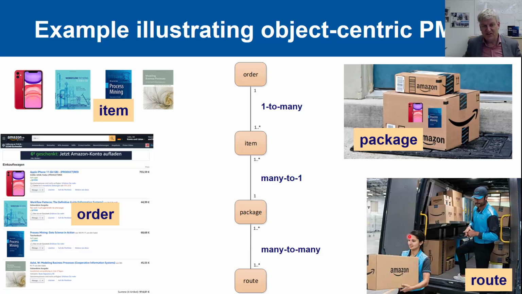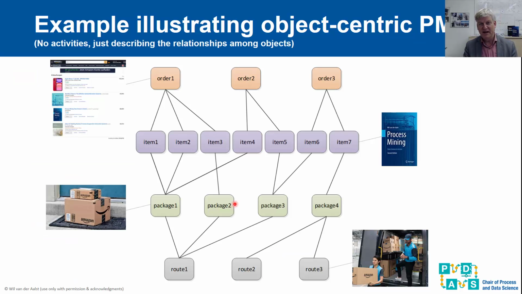So this is sketching, let's say, reality, and if you would look at tables in SAP, these are the typical structures that you see. For example, if I look at the relationship between an order and a package, that is a many-to-many relationship, because one order may be split over multiple packages and one package may contain items of different orders. So here it is very difficult to imagine what the case identifier would be.